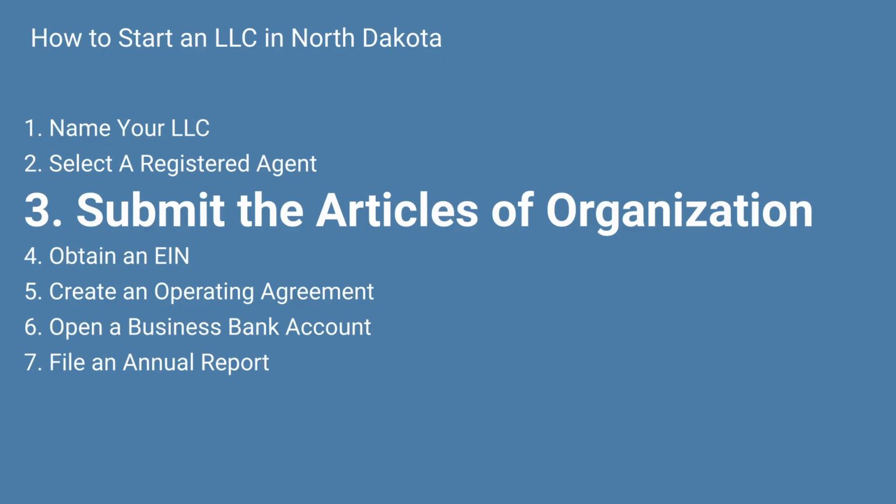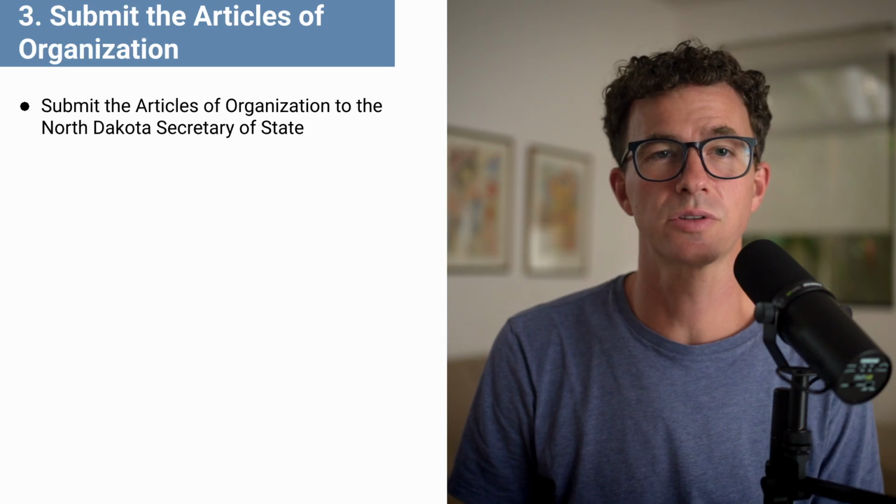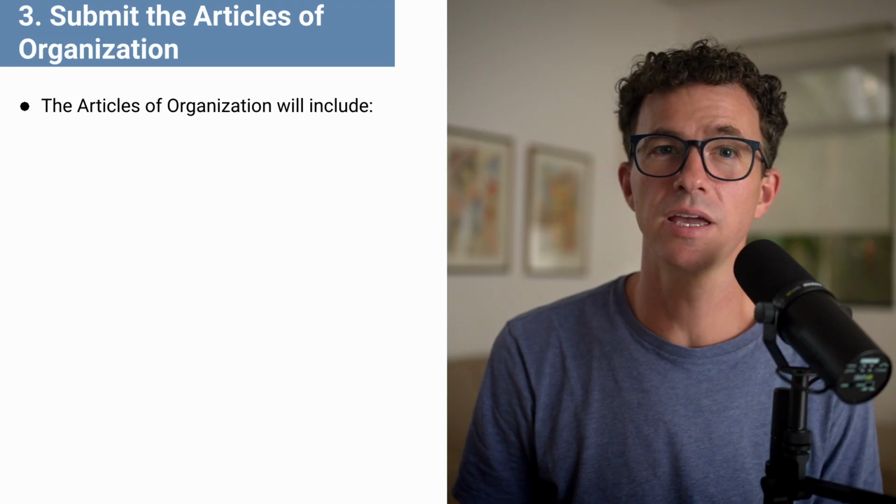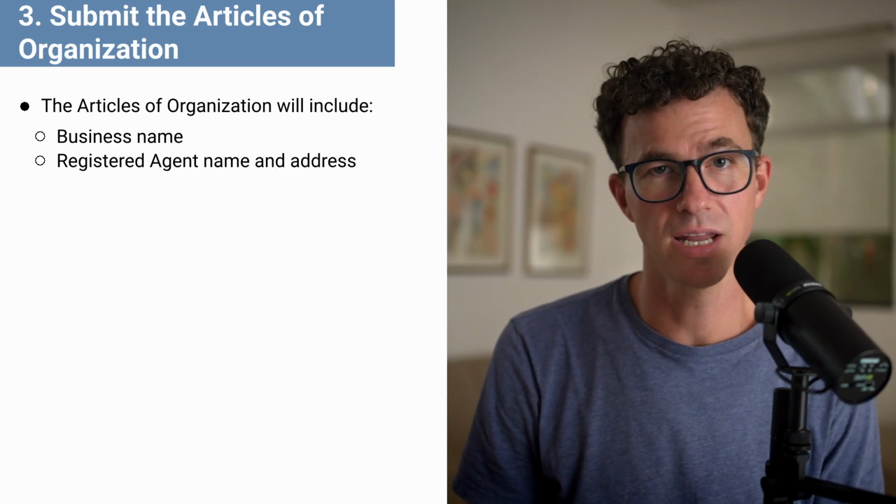Step 3, submit the articles of organization to the North Dakota Secretary of State and pay a $135 filing fee. Previously, you could file in person or by mail, but all I'm seeing online now is the ability to file online. The articles of organization will include things like the business name, registered agent name and address.